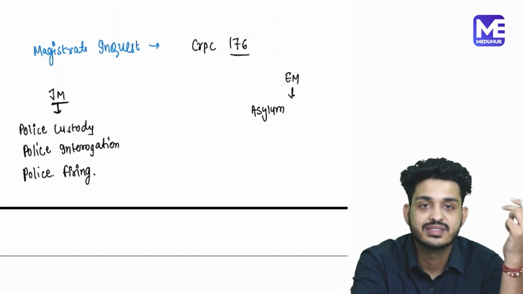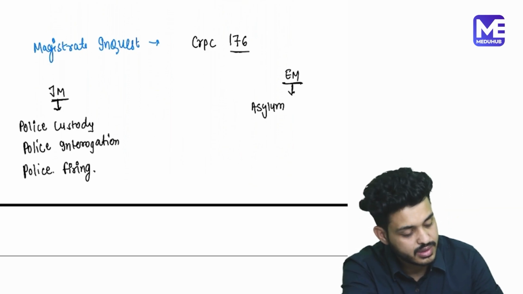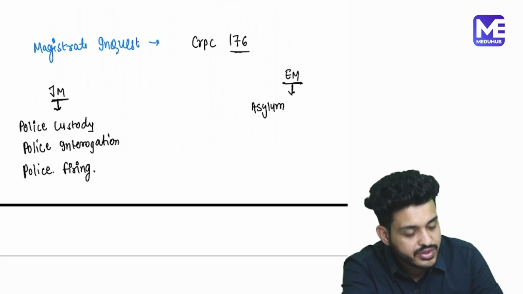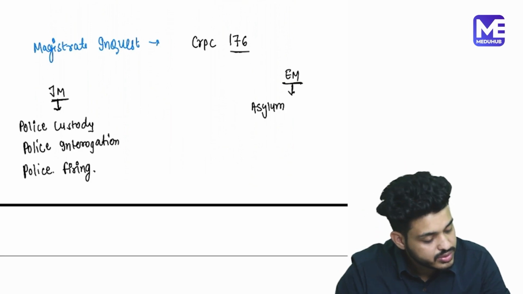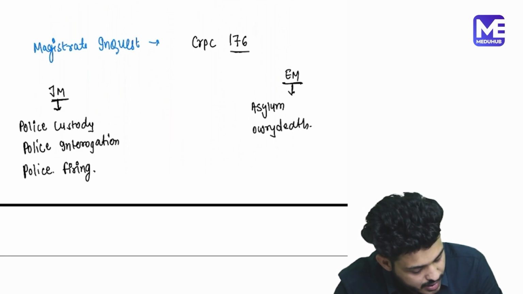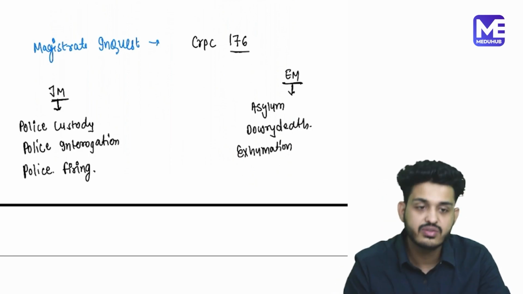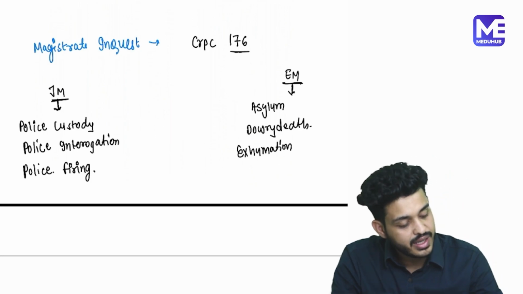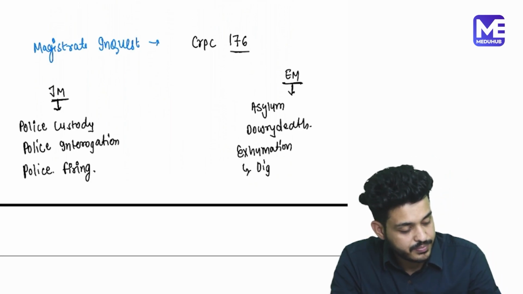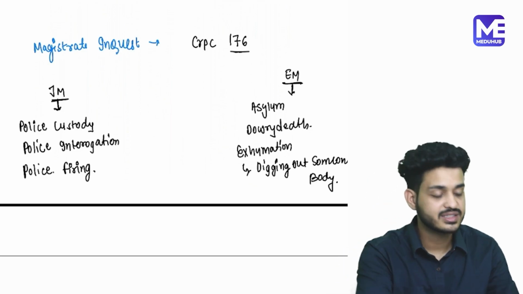asylum is mental case, any kind of mental case, executive magistrate can do the inquest, but not very commonly. Executive will be doing very commonly in two case scenario. That is, first is dowry death, and second is exhumation. What is the meaning of dowry death and exhumation? Exhumation means digging out someone's body is known as exhumation, okay?